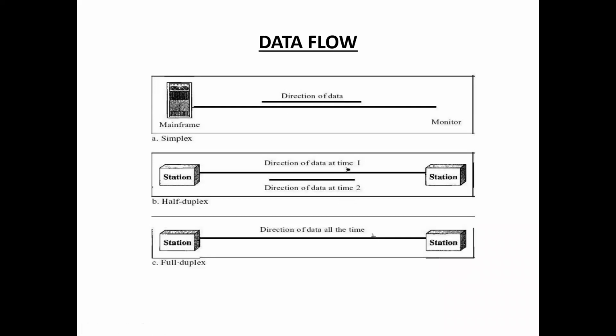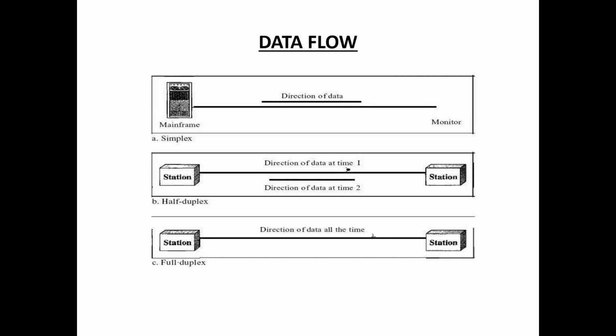Next one, data flow, meaning how data flows between two devices. The communication between two devices can be simplex, half duplex, or third, full duplex. Let us discuss each one. First one, simplex.